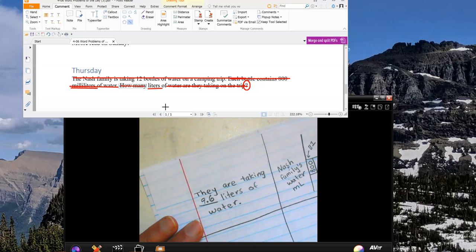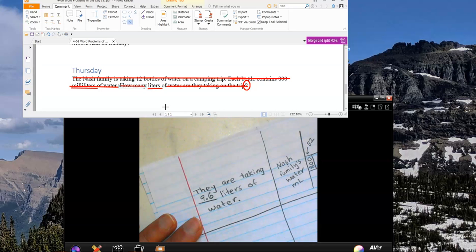It sounds like they're taking less water, but actually they're not. It's the same amount. It's just represented with a different unit of measurement.